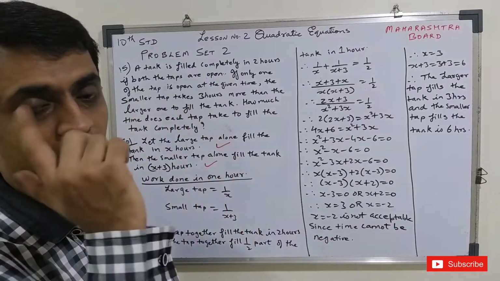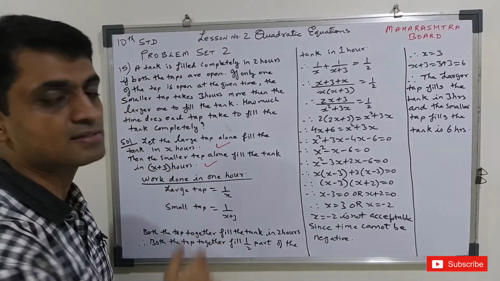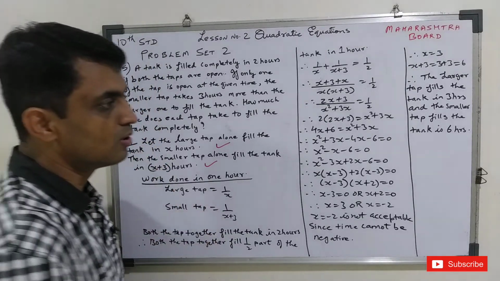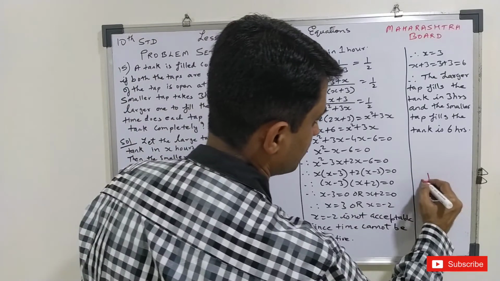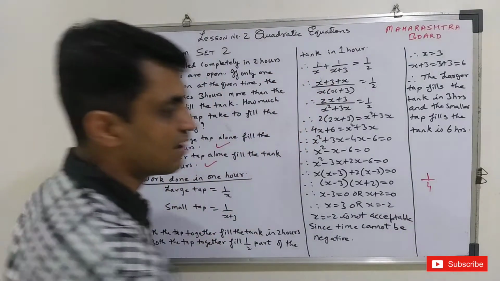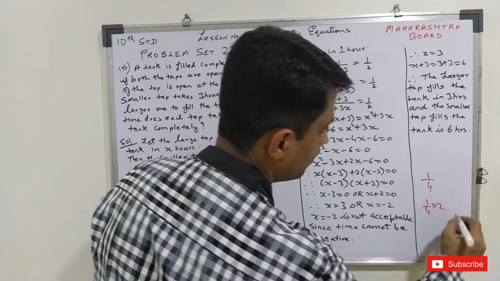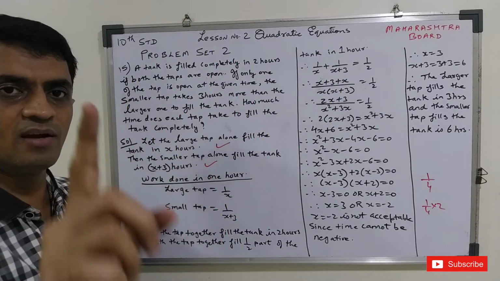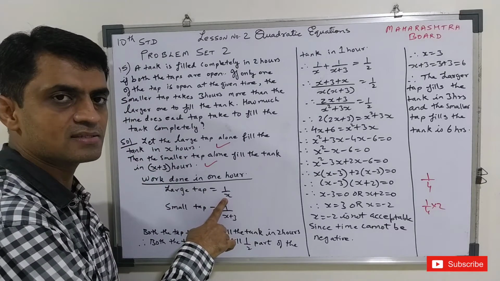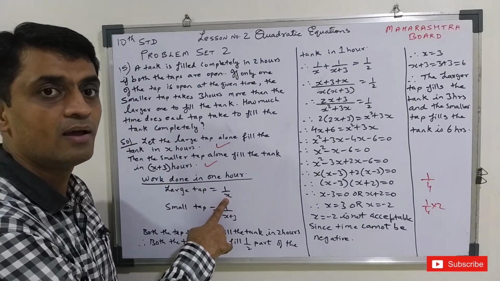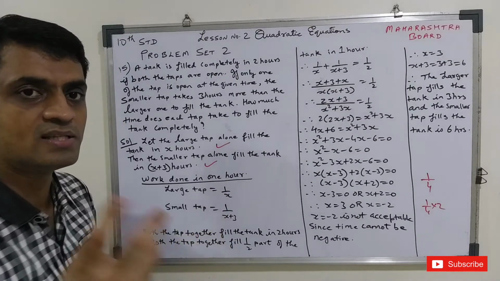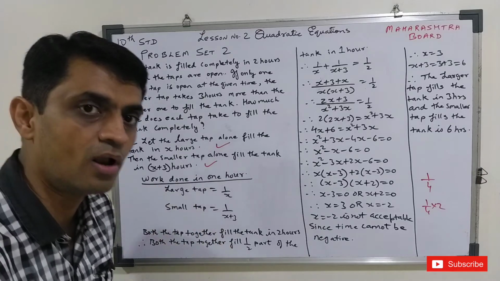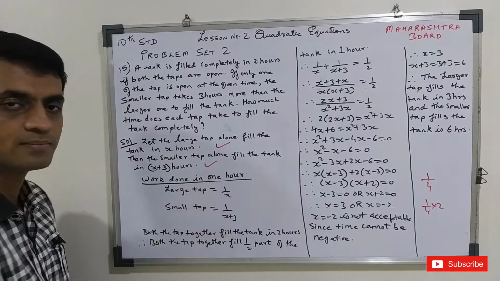This sum we already had done, this type of sum in the practice set. Suppose the work is completed in 4 hours. So work done in 1 hour will be how much? 1 upon 4. Work done in 2 hours will be how much? 1 upon 4 into 2. So whatever work is there, total work is always taken as 1. If it is completed in x hours, it will become 1 upon x. So what is the work done in 1 hour by the larger tap? 1 upon x. And what is the work done in 1 hour by the smaller tap? It will be 1 upon x plus 3.